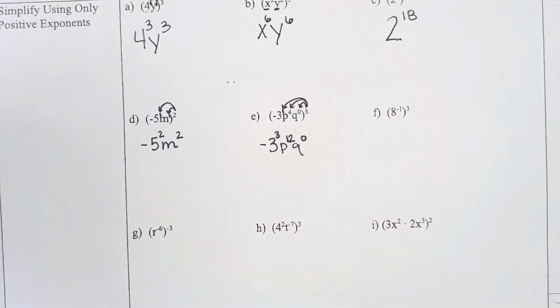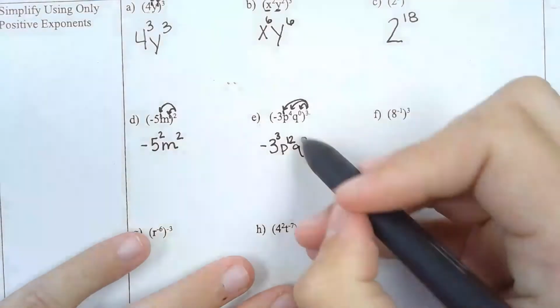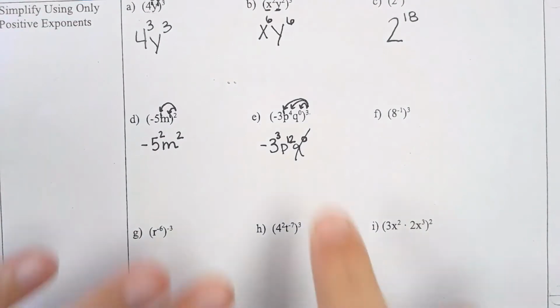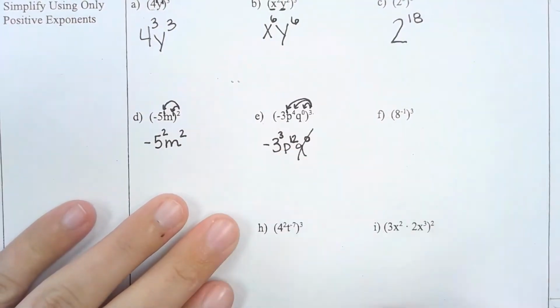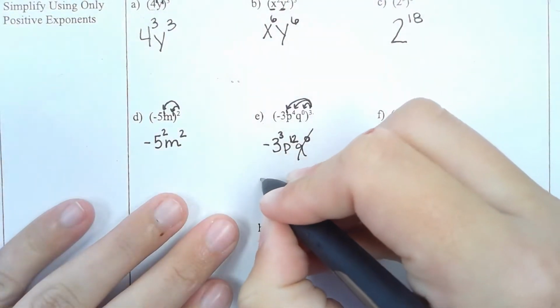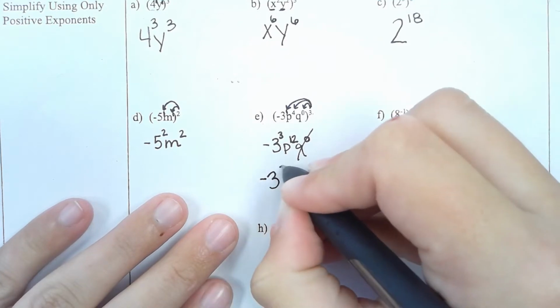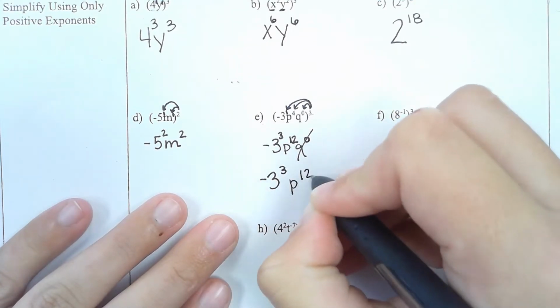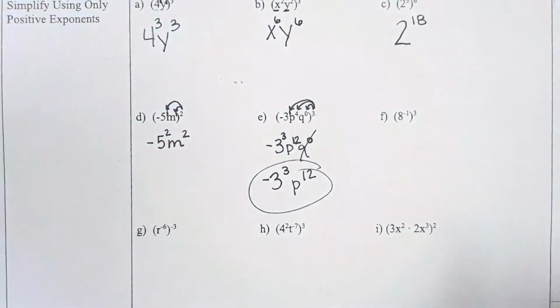So our q to the 0 here is going to drop because that just equals 1, and as we know, 1 times anything is anything. So our simplified answer is just going to be that negative 3 to the 3rd, p to the 12, and that's your final answer.